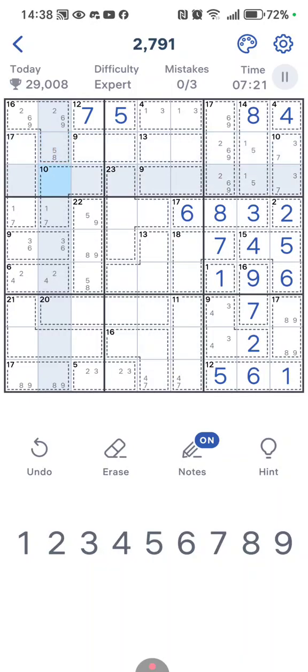If that's 2, then this can't be 2. If that can't be 2, then that definitely can't be 1, 7 rather. If that's 7 and that's 7, this can't be 7, so this has to be 7. Which means that that is 6.